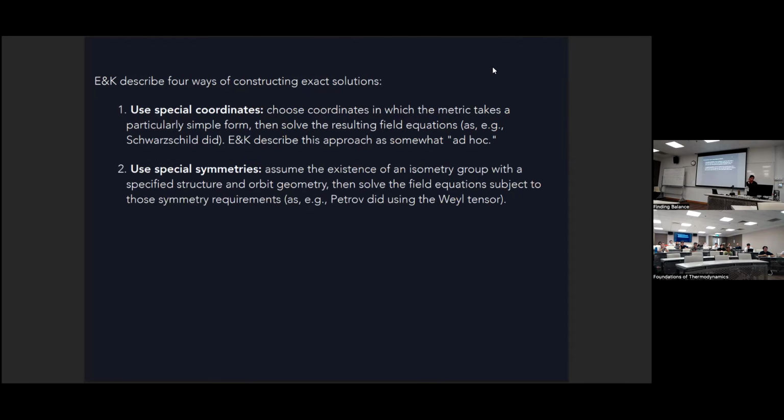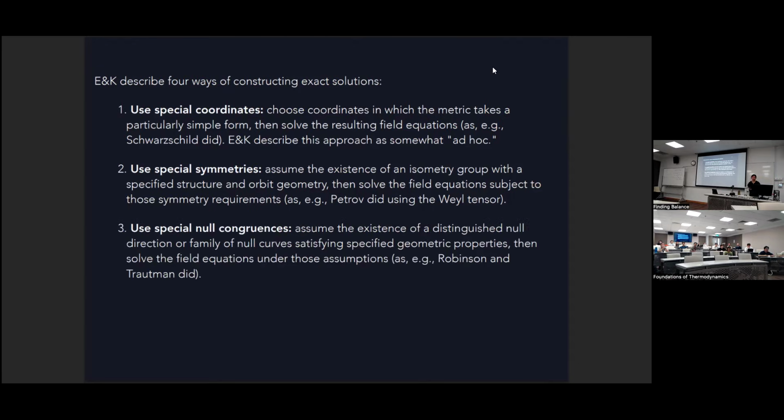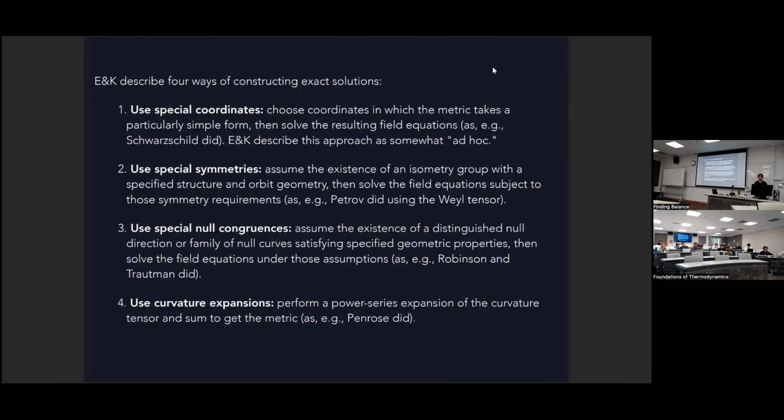You can also use special symmetries, so you can assume the existence of some kind of isometry group with a specific structure and orbit geometry and solve the field equations subject to those symmetry requirements. Something like what Petrov was up to with the classification of the Weyl tensor. You can use special null congruences, so assume the existence of a distinguished null direction or family of null curves, satisfying specified geometric properties, and then solve the field equations with that assumption. Something like what Robinson and Trautman were up to.